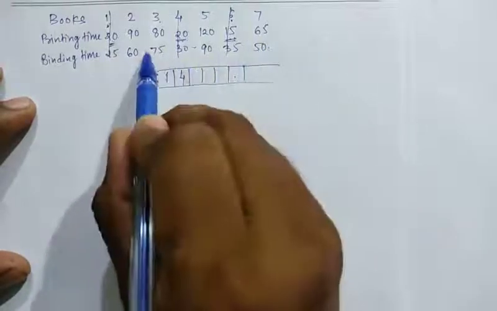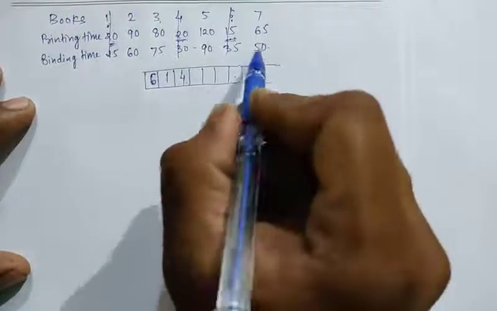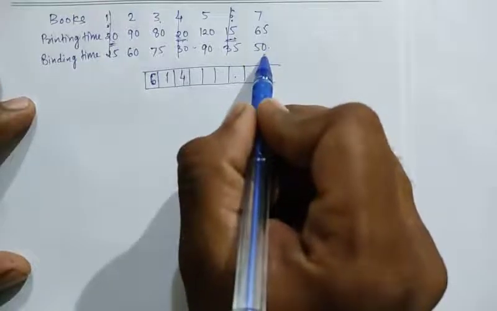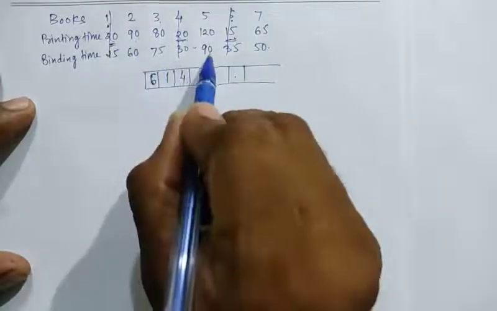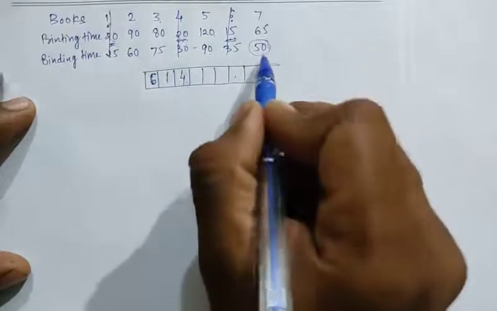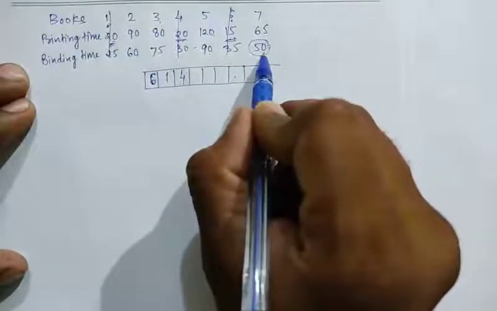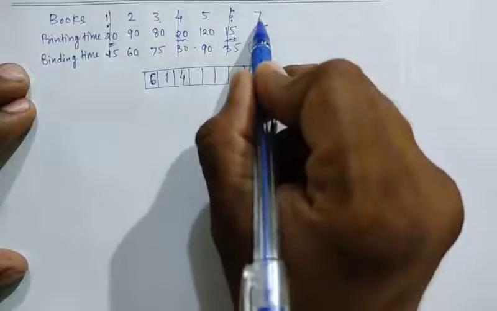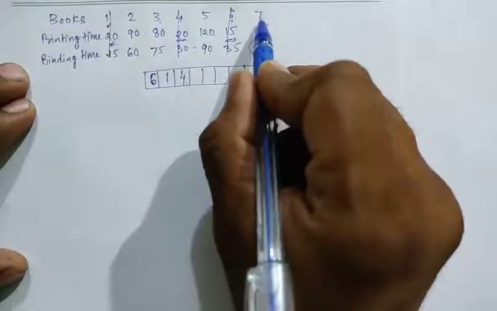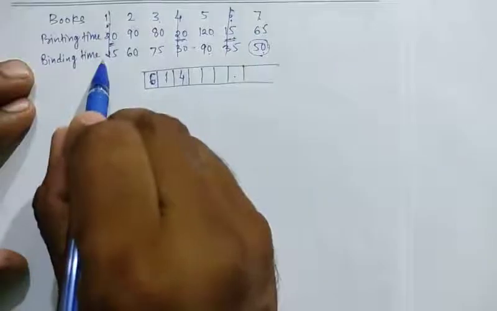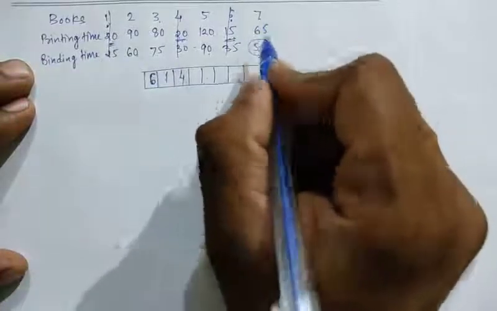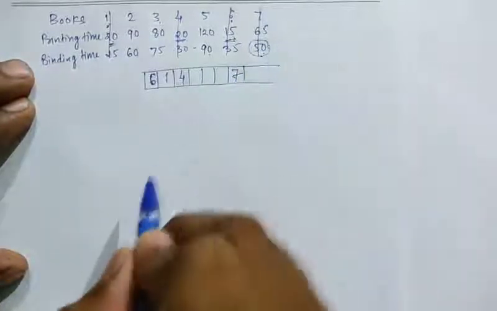So here the minimum value again is 50. Okay, so 50 is the minimum value. This is for machine 2 and which is for 7th job, right? So we place 7th job last because this is for machine 2. So we place 7th job last and delete this column.